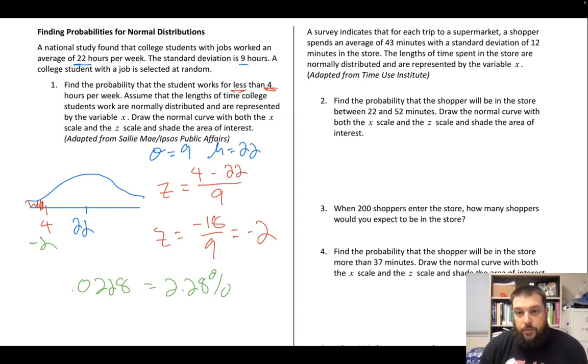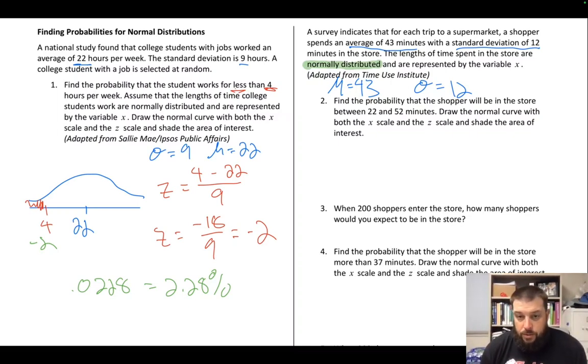So a survey indicates that for each trip to a supermarket, a shopper spends an average of 43 minutes with a standard deviation of 12 minutes. Okay, so identifying important things there. All right, so there's our average, and then our standard deviation. Find the lengths of time spent in the store are normally distributed and represented by the X variable. Okay, so they tell us they're normally distributed, which is important. That allows us to draw our normal curve.